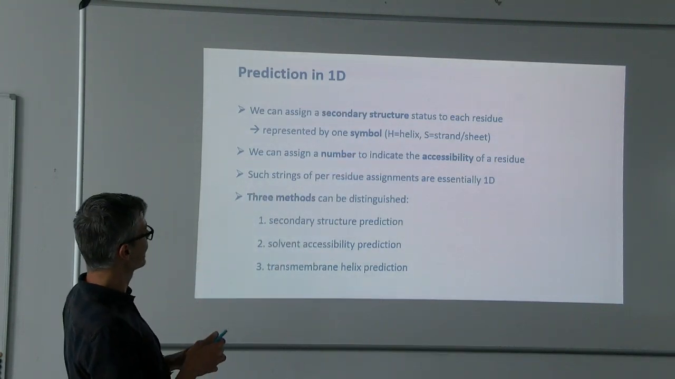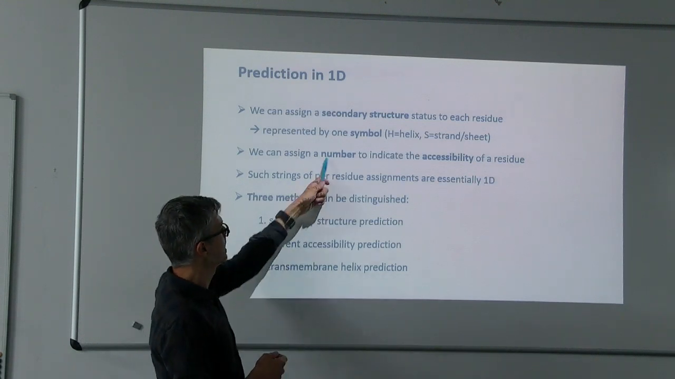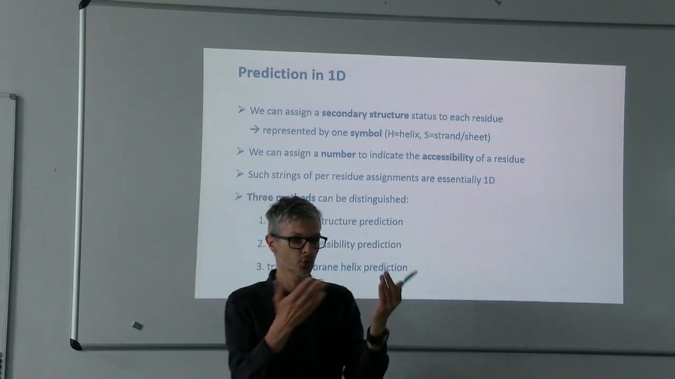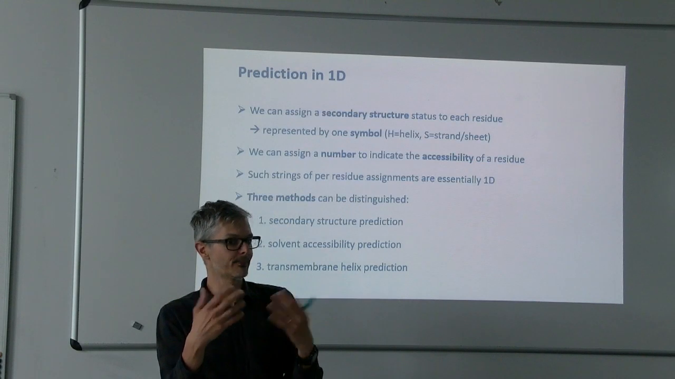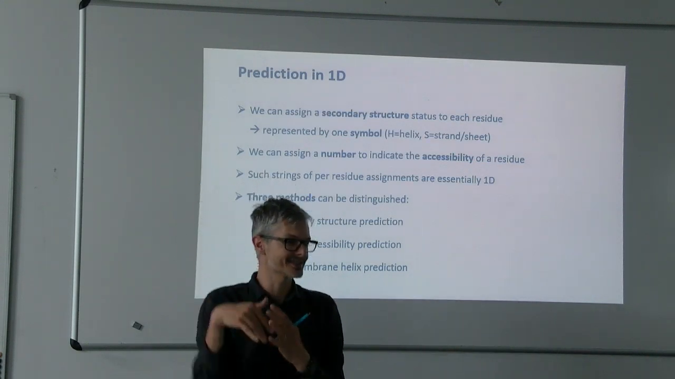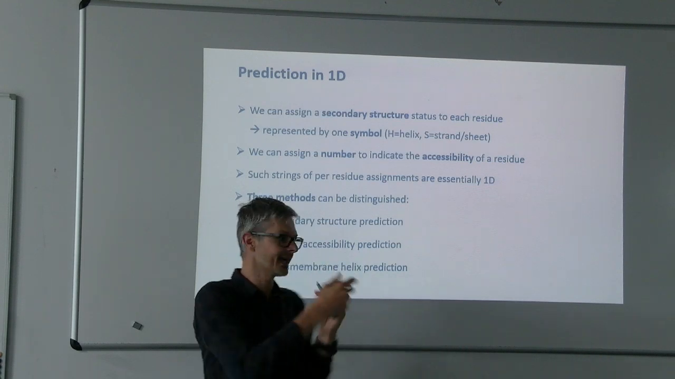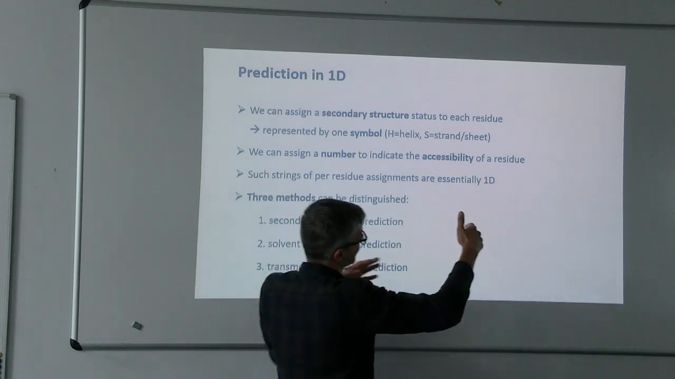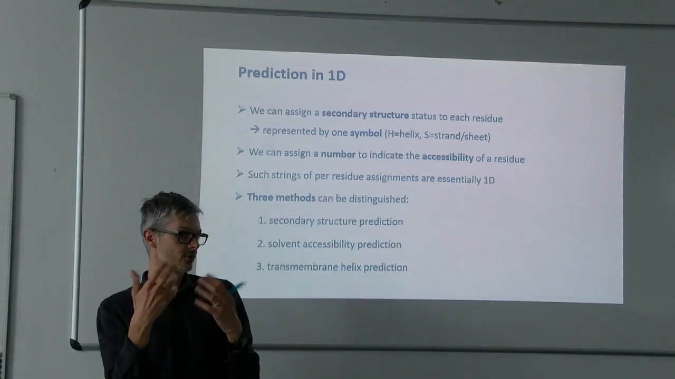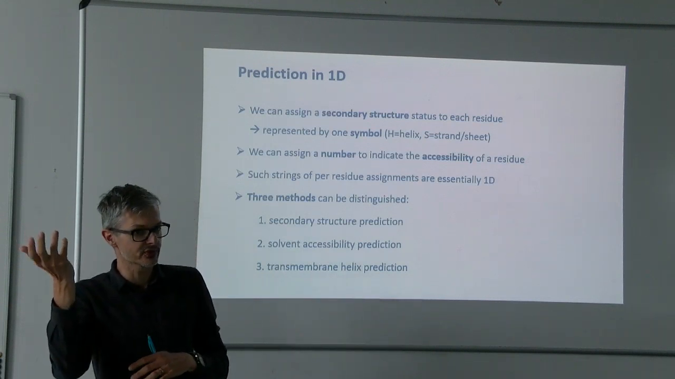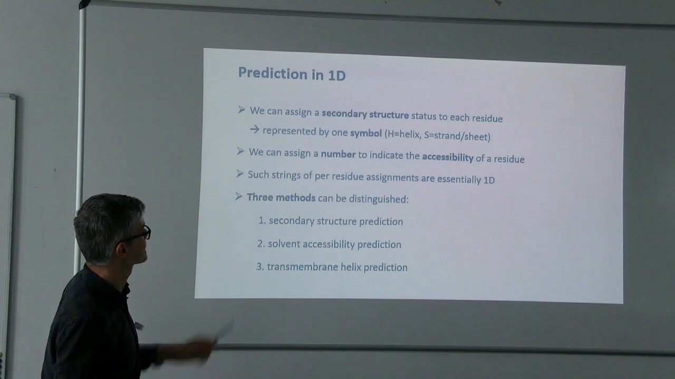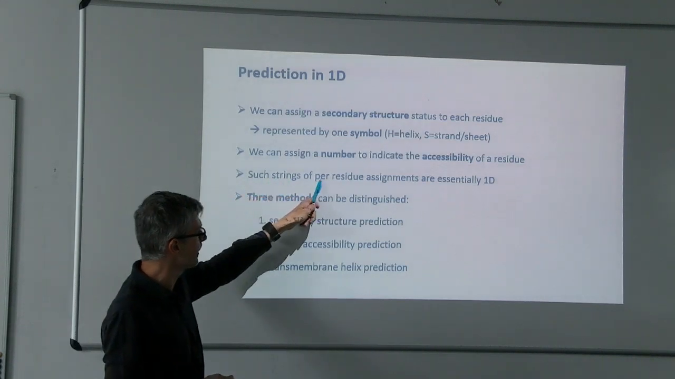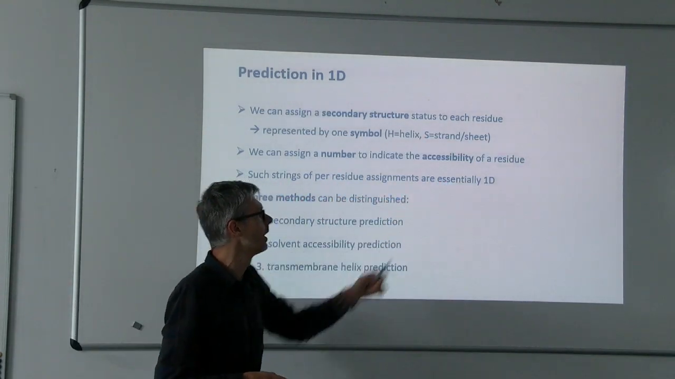That's one way we can do it, but another approach could be using a number to indicate the accessibility. Again, you could use a score from 0 to 9, depending on whether it's more on the surface or more on the inside of the protein. Then again, below each amino acid sequence you could write 0, 0, 2, 3, 4, 9, 9, 9, and so on, telling you where certain residues are more likely to be on the surface of your protein or more on the inside of your protein. So that's another way you can project that in one dimension. Such strings of per residue assignments are what we call 1D.